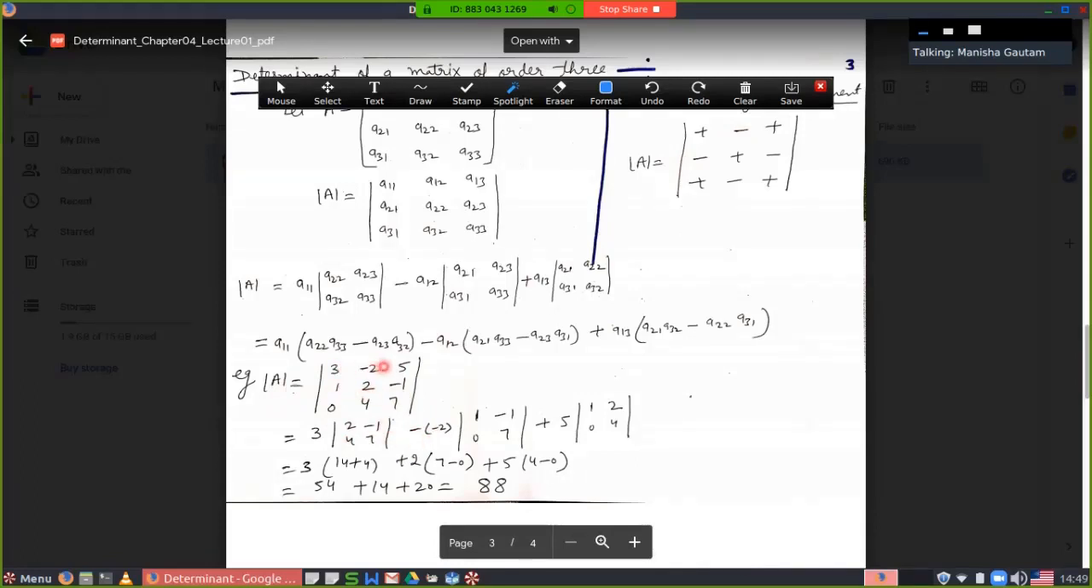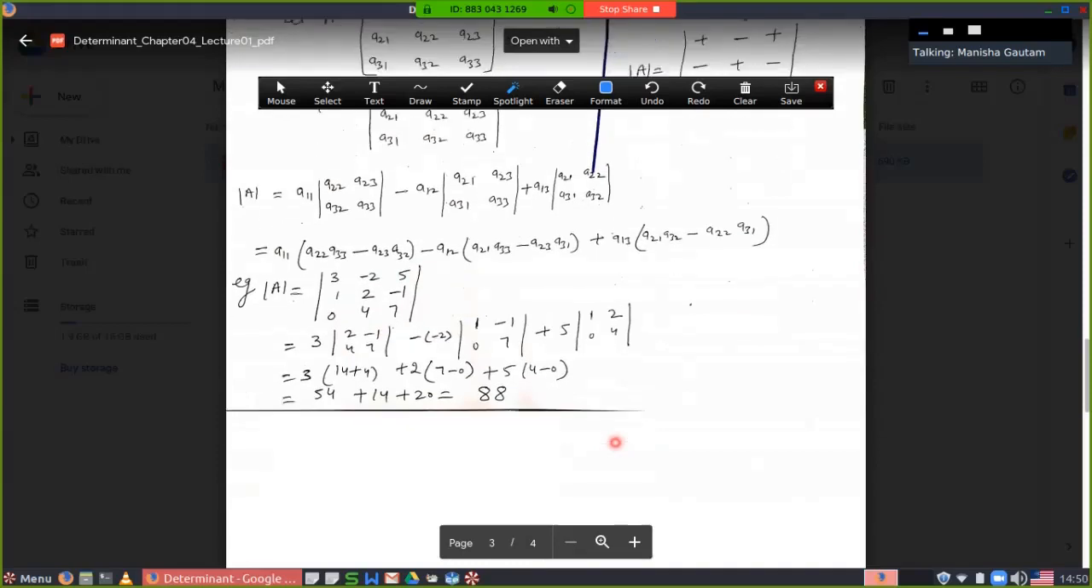When you leave first row and second column, you will get the 2 by 2 determinant 1 minus 1 0 7. Now take 5, the third element, with plus sign. Leave first row, third column. What will you get? 1 2 0 4 as a 2 by 2 determinant. Now apply the cross multiplication method in each 2 by 2 determinant.